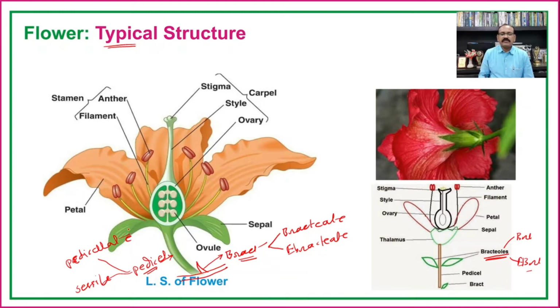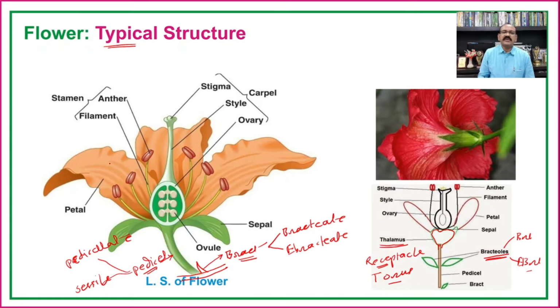Then the terminal part of the pedicel, which is swollen and on which there is a development of the different floral whorls, is known as thalamus, or it is also known as receptacle, or also known as torus. So, if we have to define the thalamus, receptacle or the torus, then simply we can say that the swollen terminal part of the pedicel from which the different floral whorls develop is known as thalamus or the torus or the receptacle.